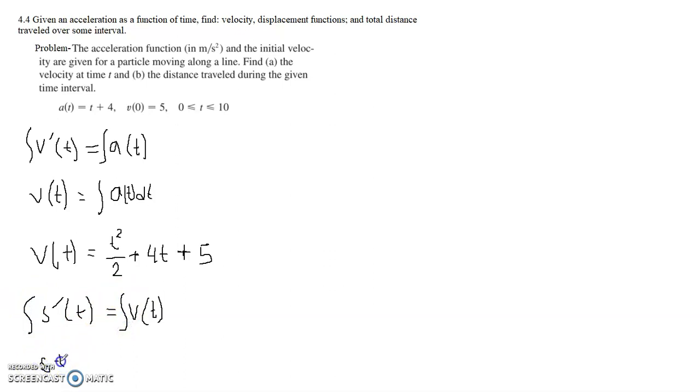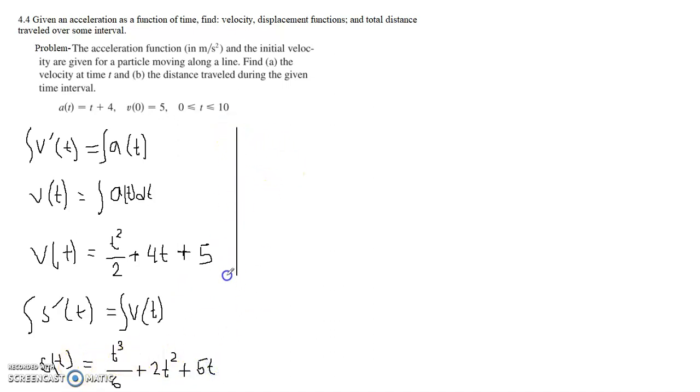S of t. And integration of the velocity function, which is t squared by 2 plus 4t plus 5. If we take the integration of that, we'll get t cubed divided by 3 times 2, which is 6, plus 4t, right? So that's going to become 4t squared by 2. So the 4 and the 2 will be reduced. We'll have a 2 and then t squared plus 5t. So that's our distance function.